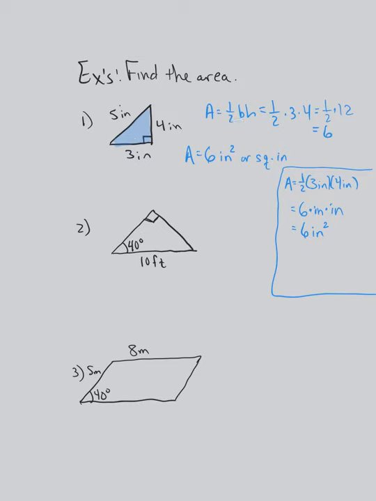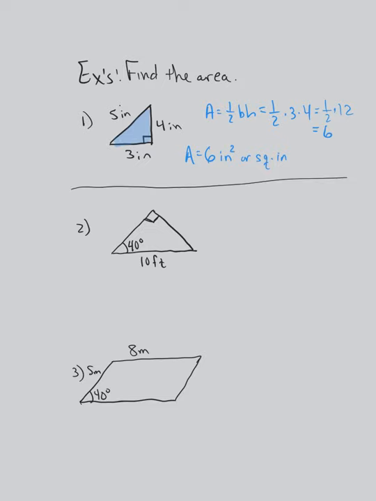The base is in inches and the height's in inches, and they're being multiplied. So my answer should have square units in the answer. All right, and so that's another way to see, and that's a good skill to have, is to be able to look at a formula and tell what the units should be in the end. Okay, let's move on to problem 2, though.